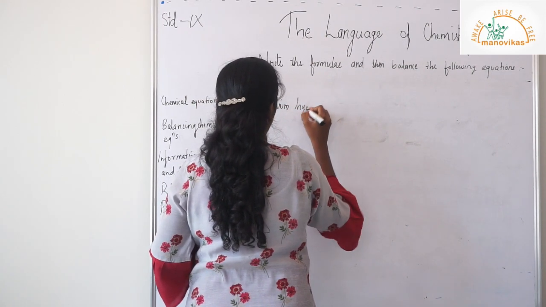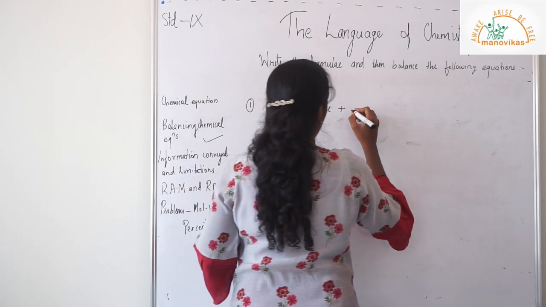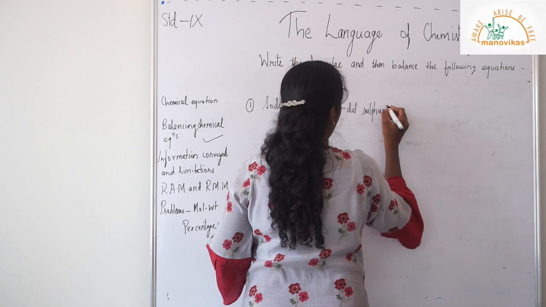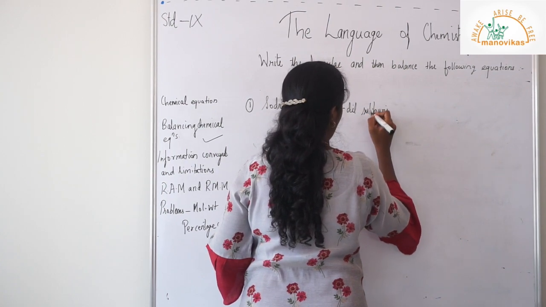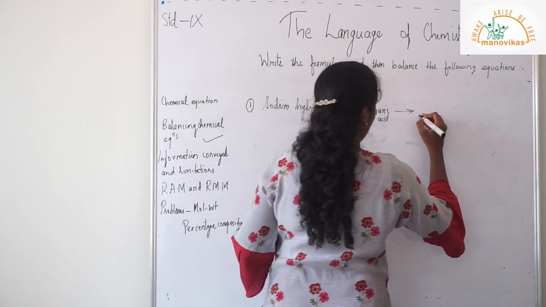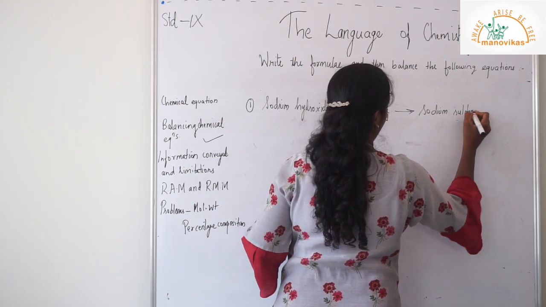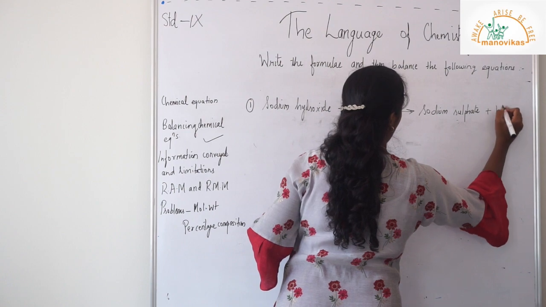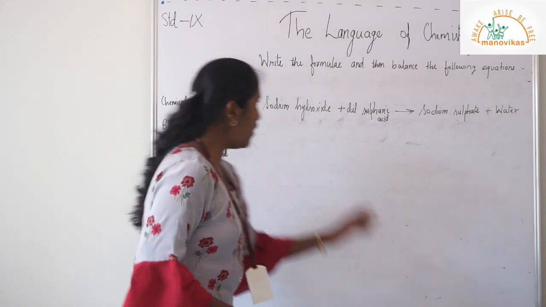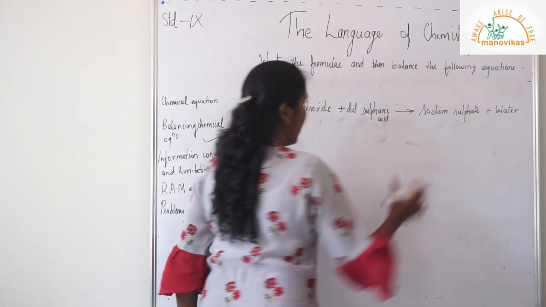Sodium hydroxide plus dilute sulfuric acid gives sodium sulfate plus water. Let's take the first example. You have sodium hydroxide combining with dilute sulfuric acid. What you obtain is sodium sulfate and water.